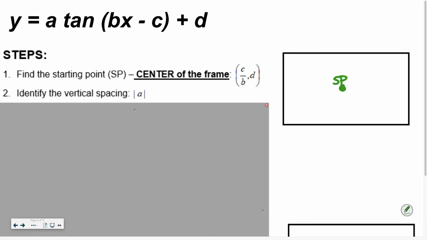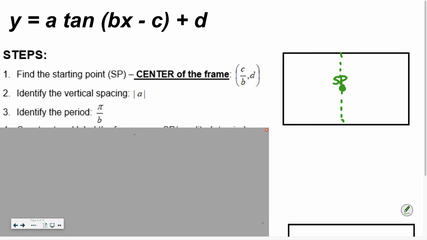Okay, the absolute value of A is not amplitude because tangent doesn't have amplitude, but we're still going to use it the same in order to find the height of the frame. So we're still going to go up and down that amplitude for our frame. We're just not going to call it amplitude. Okay. Since our tangent parent graph had a period of pi, when we calculate any sort of horizontal stretch or shrink, the new period is going to be pi over b. Okay. So we'll know how long to make our rectangle based on pi over b.